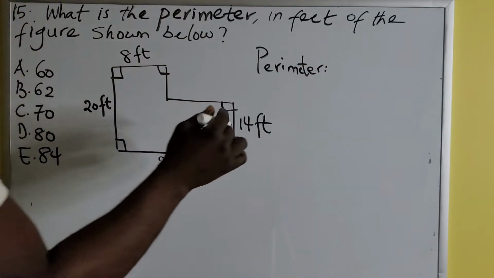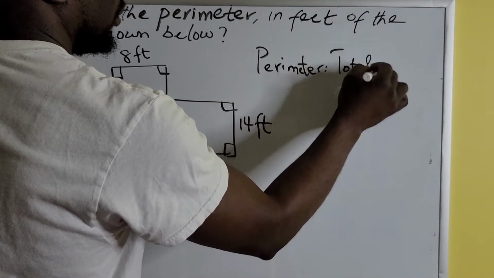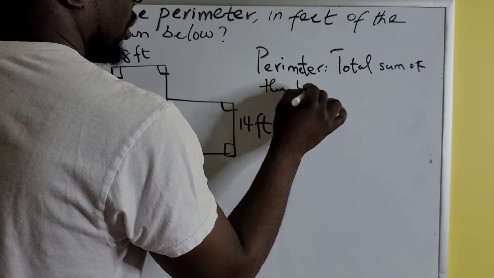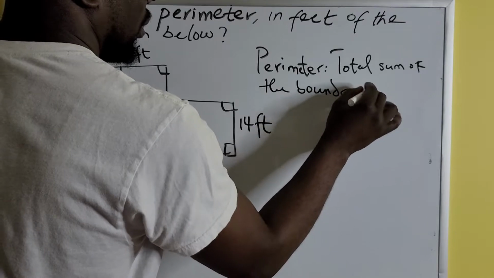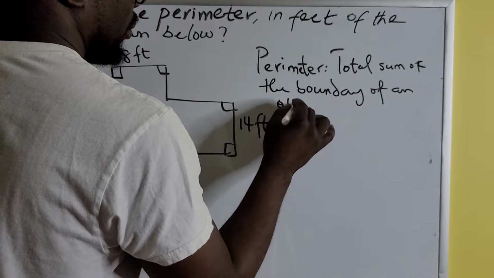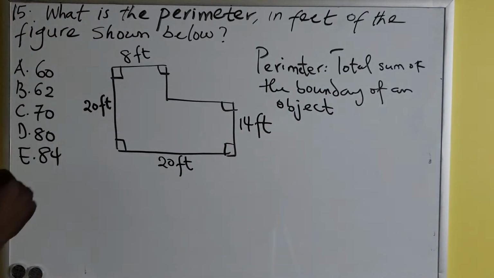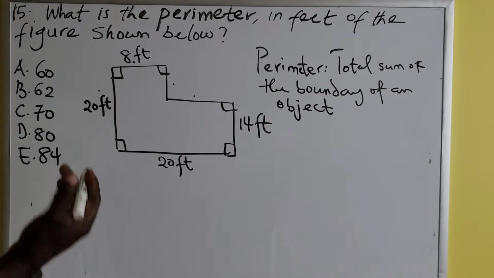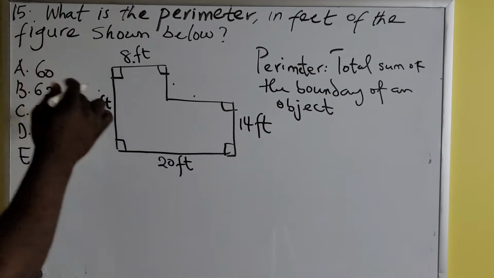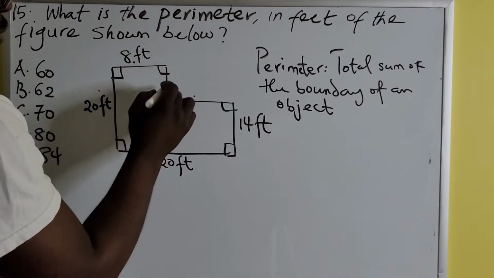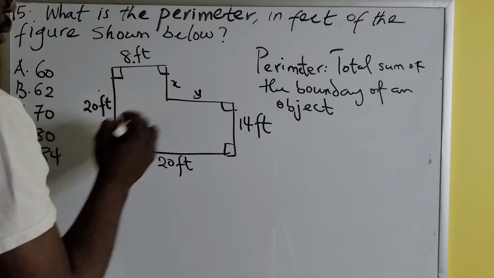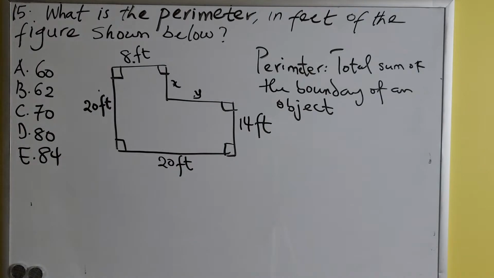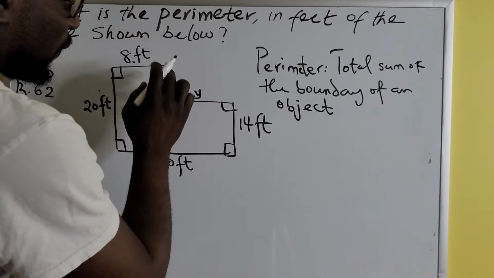So perimeter is the total sum of the boundary of an object. So in that case, you want to add this. If you add everything together, that will give you the perimeter. The problem is you're given this information, but this information here is left out. X and Y is left out. Because you also need these two numbers before you can calculate perimeter. You need that. So let's find what X and Y is.